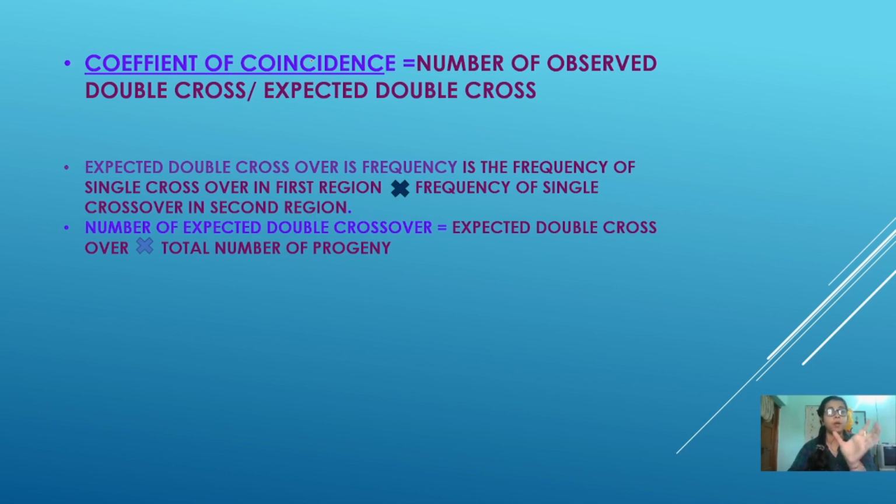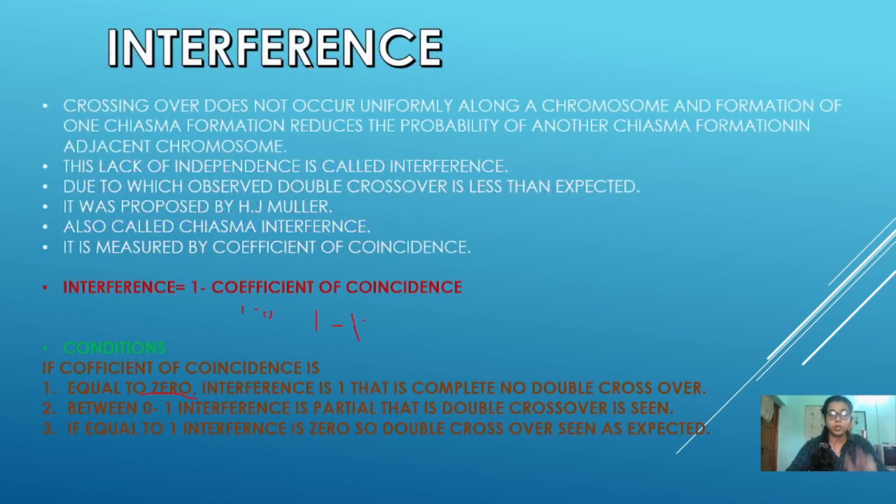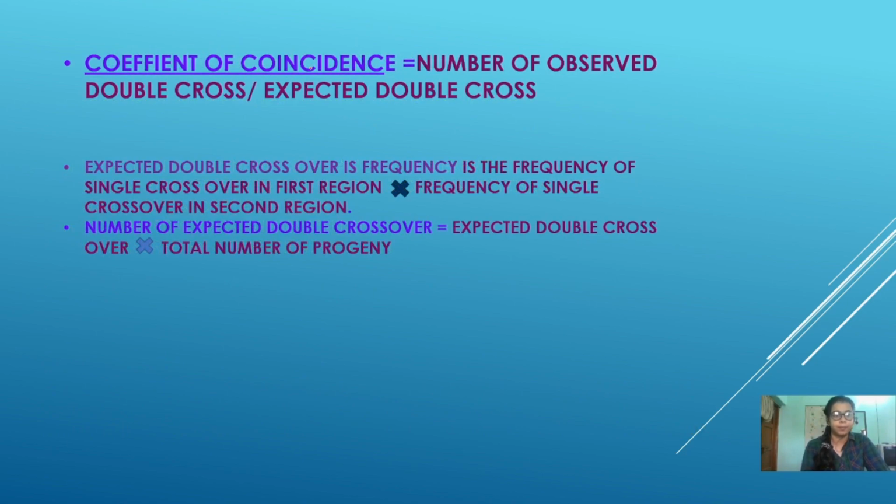And you will get the number of expected double crossover. The number of observed value will already be given in the question, and you only need to calculate the expected number. By the ratio of observed by expected double cross, you will find the coefficient of coincidence. And once you find the coefficient of coincidence, you just subtract it from 1 and you will get the interference, which is very, very simple. Next question is, how can we calculate the single crossover frequency 1 and single crossover frequency 2? The formula is very easy. It's somewhat similar to what we have calculated in the gene distance or the recombinant frequency. So let's see with the help of an example.